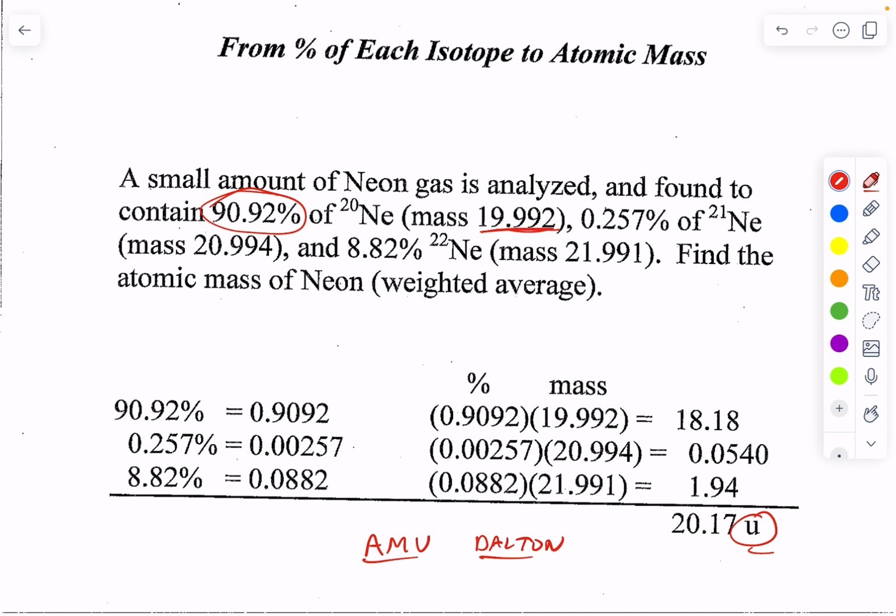Neon 21 has this mass near 21, and it also has a much, much lower percentage, the lowest of the three isotopes. Neon 22, with its mass near 22, has a higher percentage than neon 21, but nowhere close, about 10 times less than the abundance of neon 20. So they're going to be weighted differently.